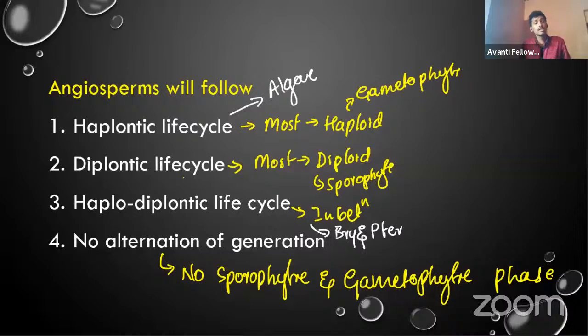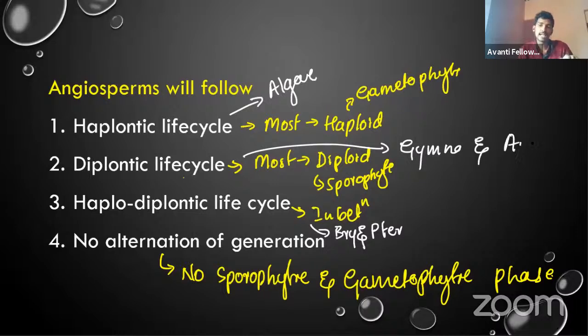Exactly. But if I ask about diplontic life cycle, what is left in the plant kingdom then? Algae is over, bryophyte and pteridophyte is over. The only thing left is gymnosperm and angiosperm. What do they follow then? The angiosperm and gymnosperm will follow the diplontic life cycle. Okay, they follow the diplontic life cycle.